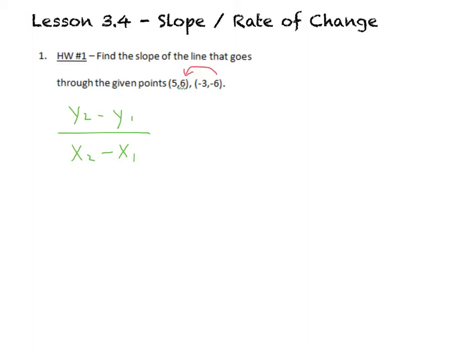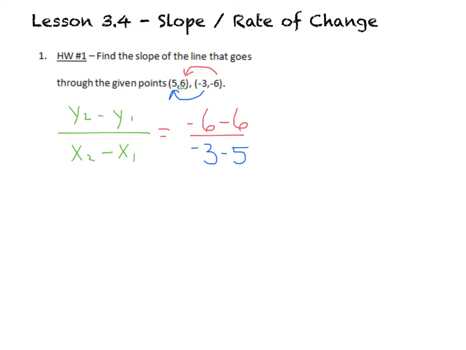So on the top, we're going to go -6 minus 6 over, and then we'll go our x's. We have to go the same direction. So we'll go -3 minus 5. That's our formula.